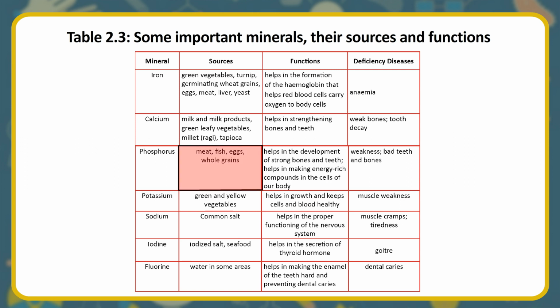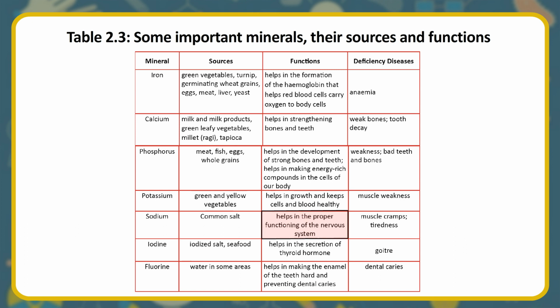Phosphorus. Meat, fish, eggs, whole grains. Helps in the development of strong bones and teeth. Helps in making energy-rich compounds in the cells of our body. Weakness, bad teeth and bones. Potassium. Green and yellow vegetables. Helps in growth and keeps cells and blood healthy. Muscle weakness.